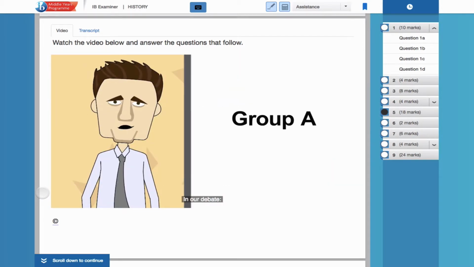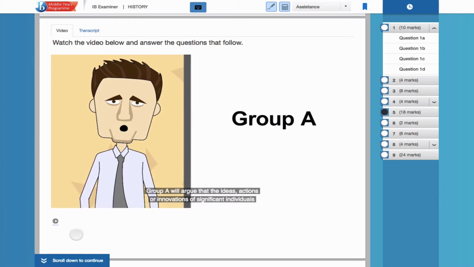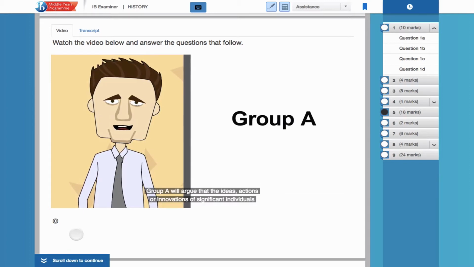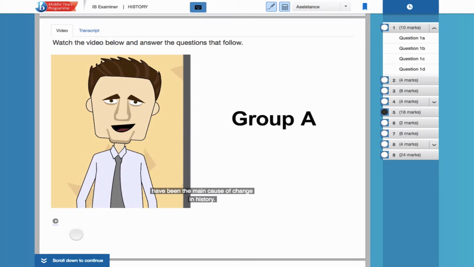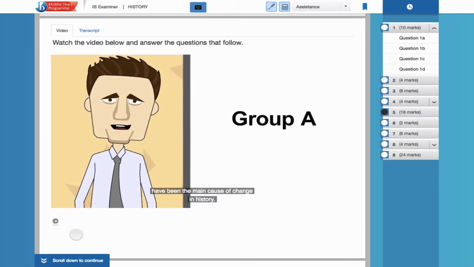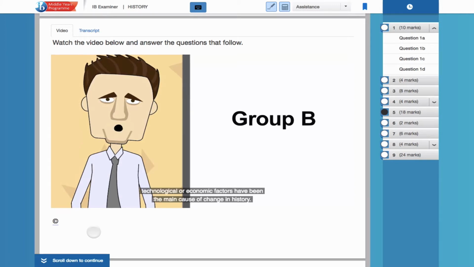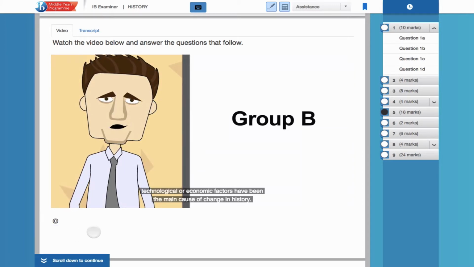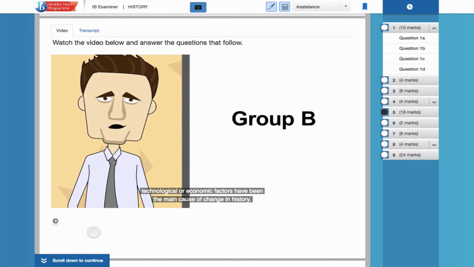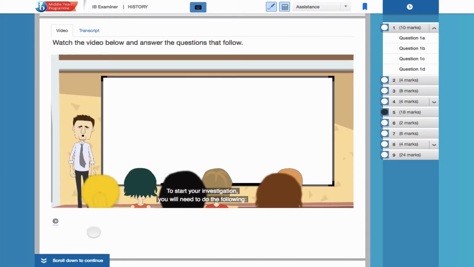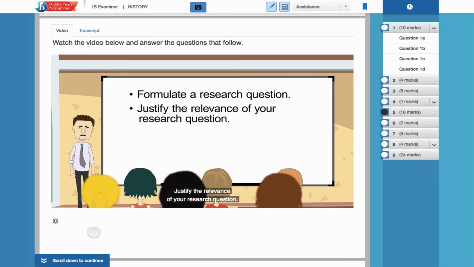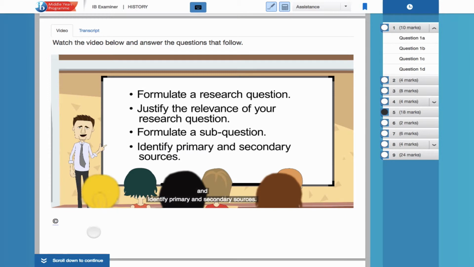In our debate, Group A will argue that the ideas, actions, or innovations of significant individuals have been the main cause of change in history. Group B will argue that other factors, such as environmental, technological, or economic factors, have been the main cause of change in history. To start your investigation, you will need to do the following. Formulate a research question, justify the relevance of your research question, formulate a sub-question, and identify primary and secondary sources.